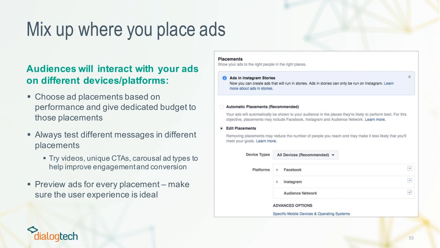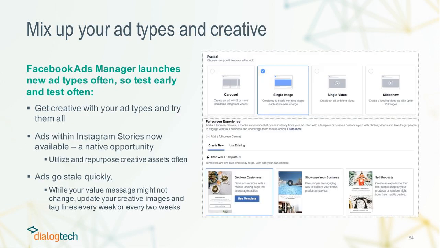So just keep all of that in mind, but mix up where you're placing your ads and cater your ads towards that. Try videos, try unique call to actions. Facebook gives you a lot of different call to actions. Contact us, call now, download. I don't even have them all off the top of my head. Carousel ad types, and then make sure to preview your ad. We all can get text heavy, but if you look at your ad at every placement, you will know that your text can get cut off quickly. So make sure you're also previewing your ad placements.